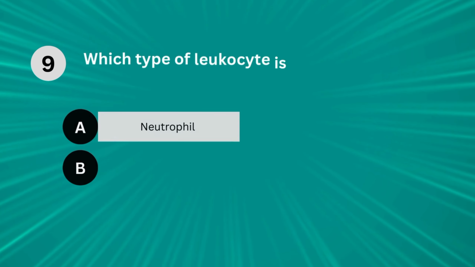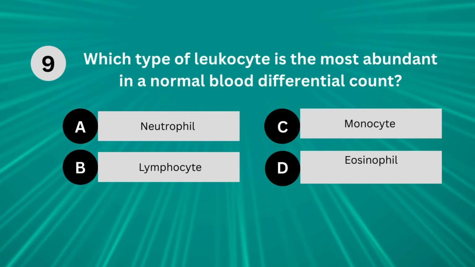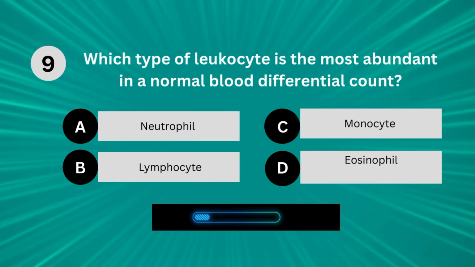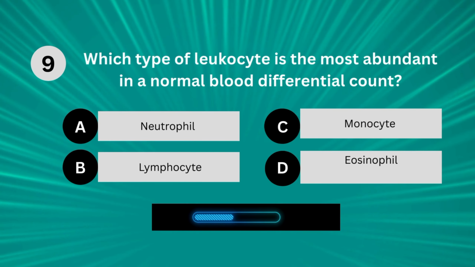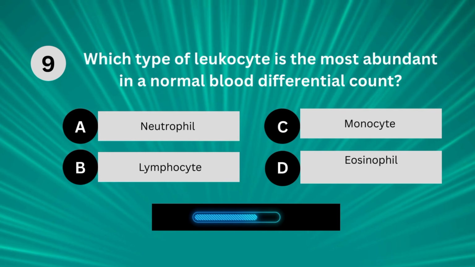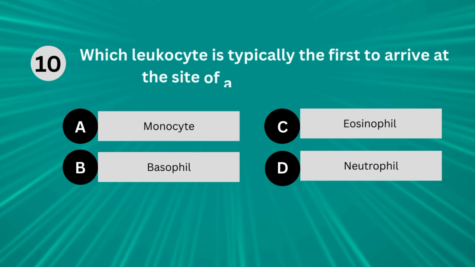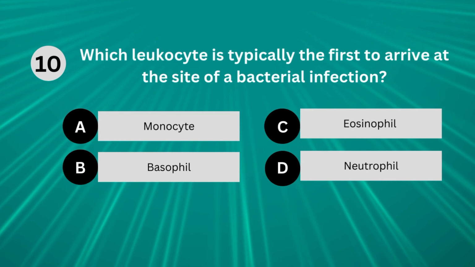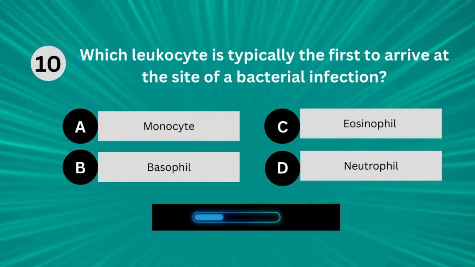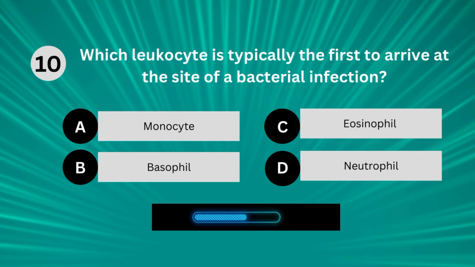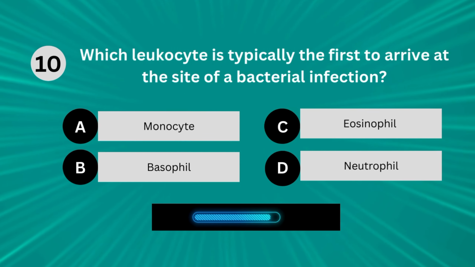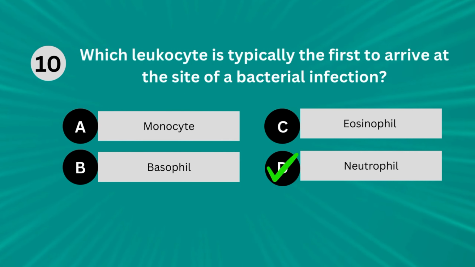Which type of leukocyte is the most abundant in a normal blood differential count? Lymphocyte. Now, which leukocyte is typically the first to arrive at the site of bacterial infection? Neutrophil.